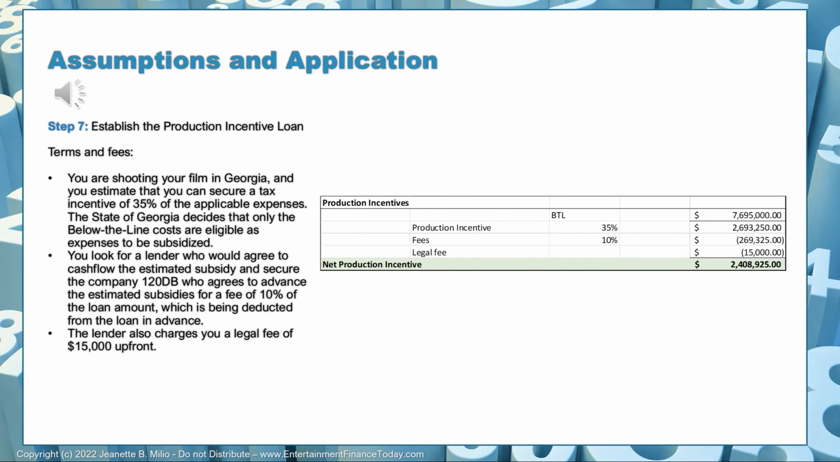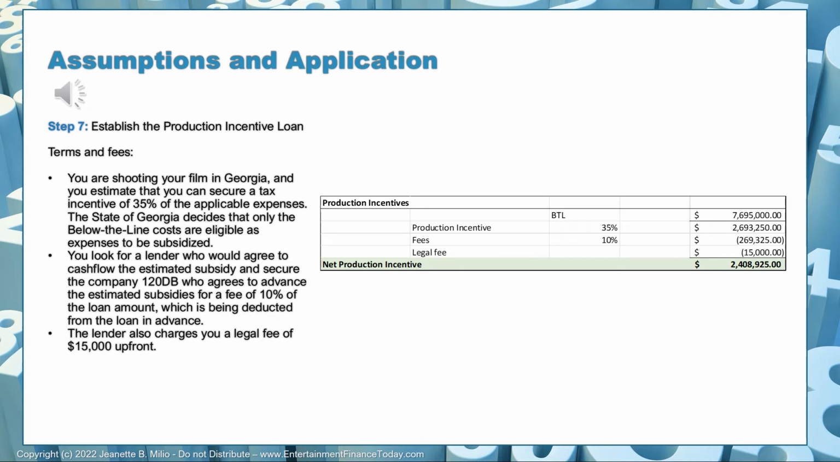The production incentive Georgia offers us is driven by the below-the-line amount of our budget, which was $7,695,000. That is the only eligible expense Georgia will allow. Of that, Georgia agrees to give us 35%, which is $2,693,250. So that's an assumption based on our budget.